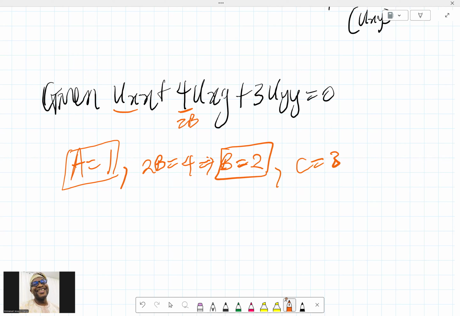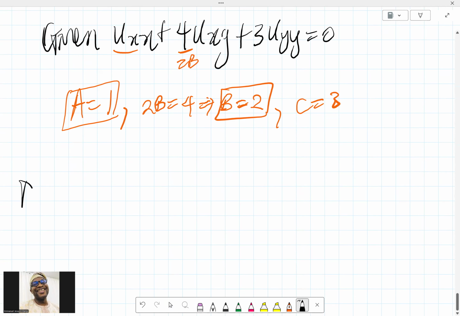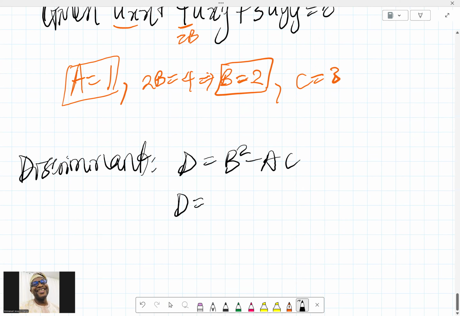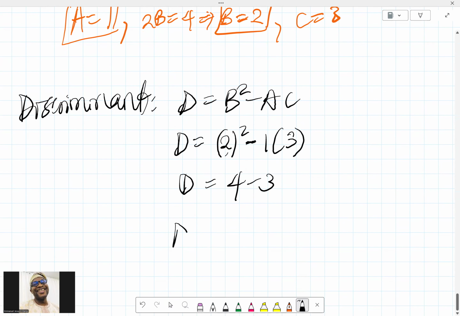So we can go for the discriminant. As usual, the discriminant is D equals b squared minus ac. I'm always tempted to write 4ac because of quadratic equations. So D now is 2 squared minus a, which is 1, times c, which is 3. So D is equal to 4 minus 3, so D is equal to 1, and that means it's greater than 0.